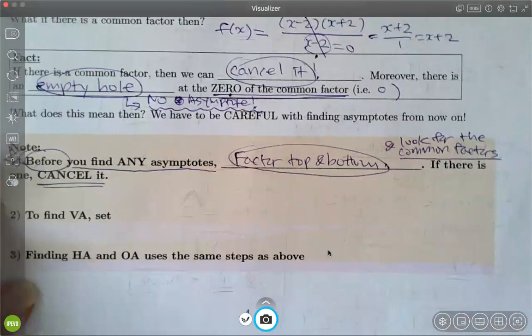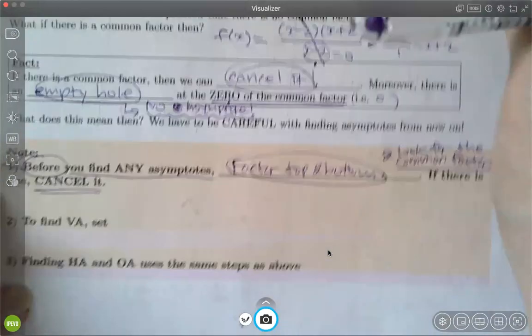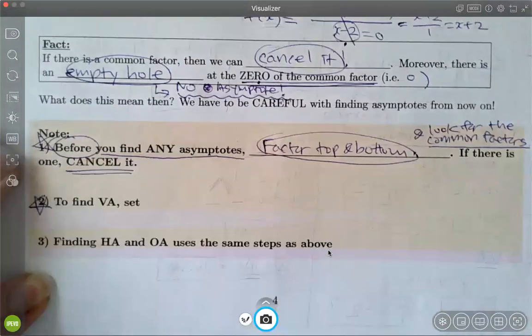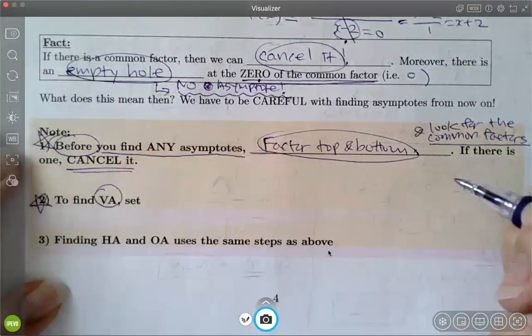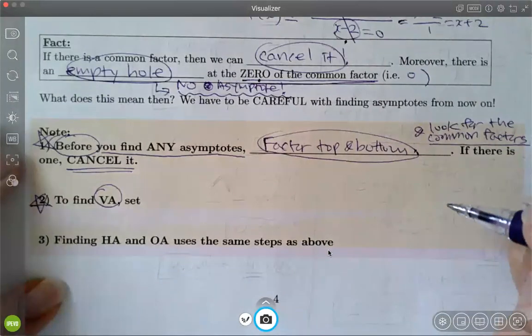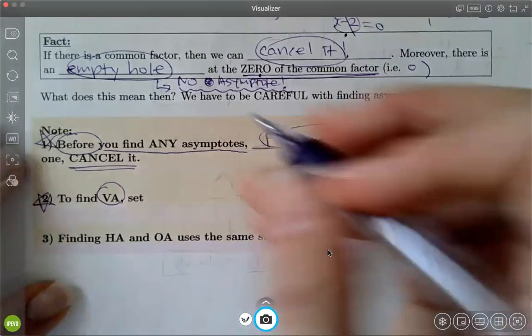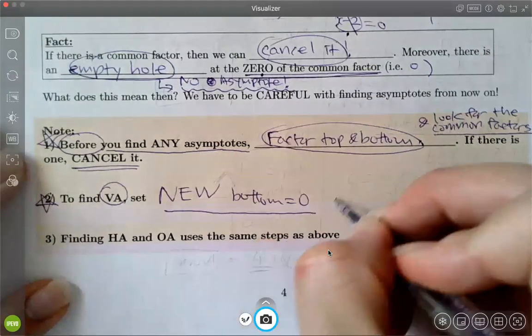Okay, and now, this is the weird scheme, the only basically weird scheme. To find the vertical asymptote, what do you do? You set bottom equal to 0, right? But what kind of bottom are you setting equal to 0? Set the new bottom equal to 0 and solve.